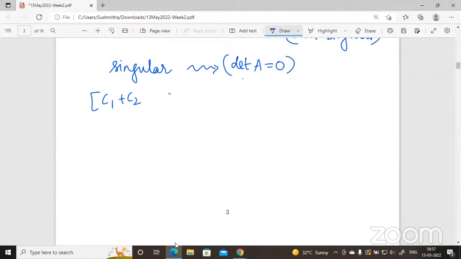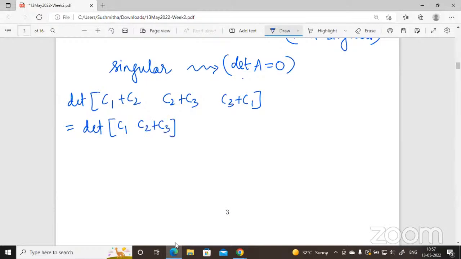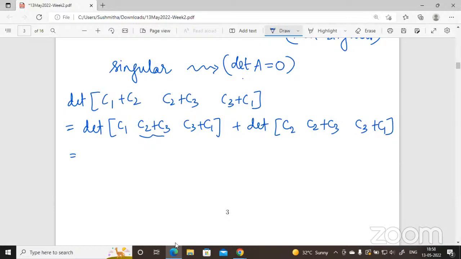C1 plus C2, C2 plus C3, C3 plus C1. The determinant of this matrix is going to be equal to the determinant of C1, C2 plus C3, C3 plus C1 plus determinant of C2, C2 plus C3, C3 plus C1. Agreed by that property that I mentioned? Yes, agree. So I can split this into 2, this into 2, this into 2, this into 2, right?